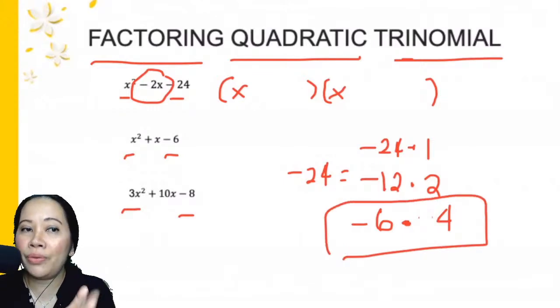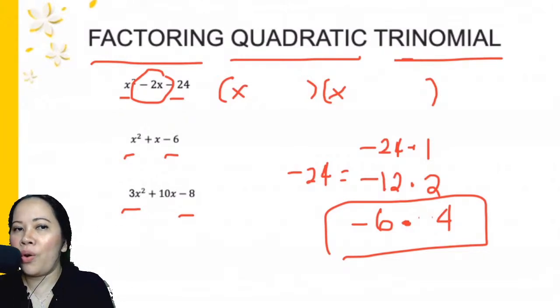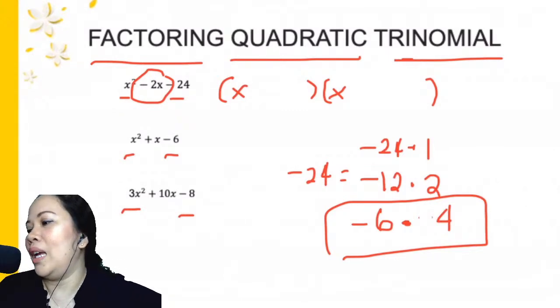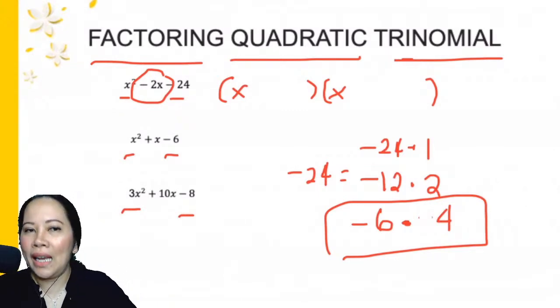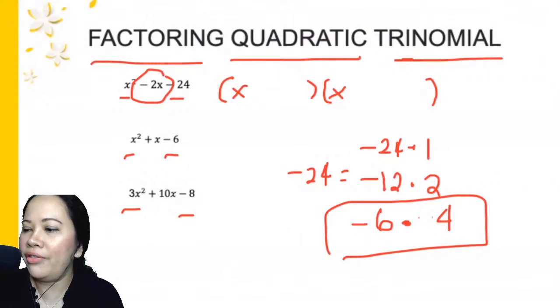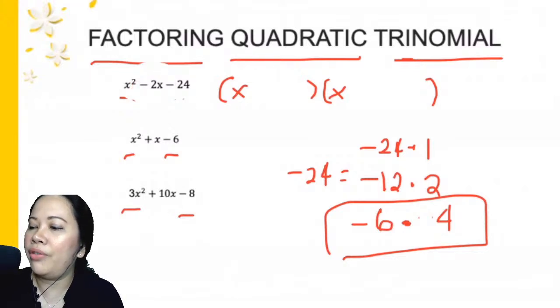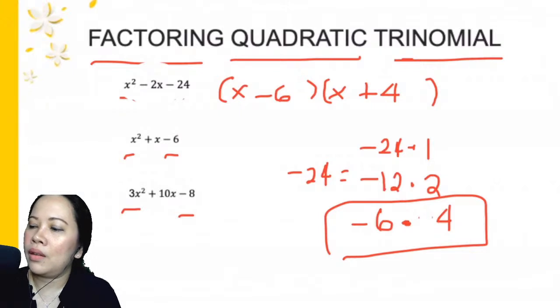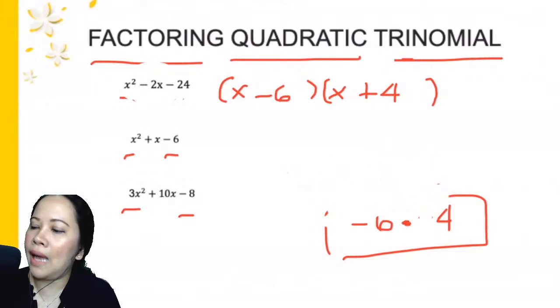Negative 6 times 4 is negative 24. Negative 6 plus 4 is negative 2, which is the middle term. Therefore, the factors of x squared minus 2x minus 24 will be x minus 6, x plus 4.